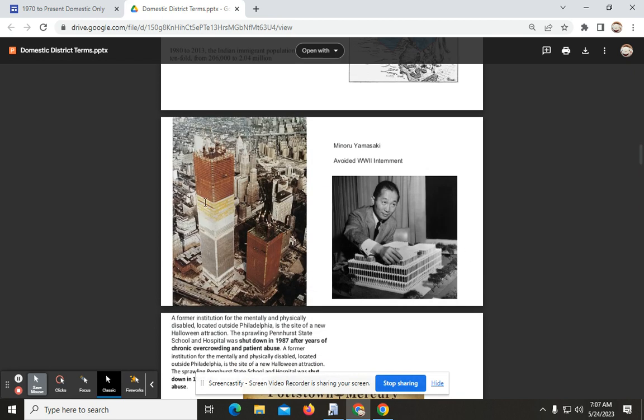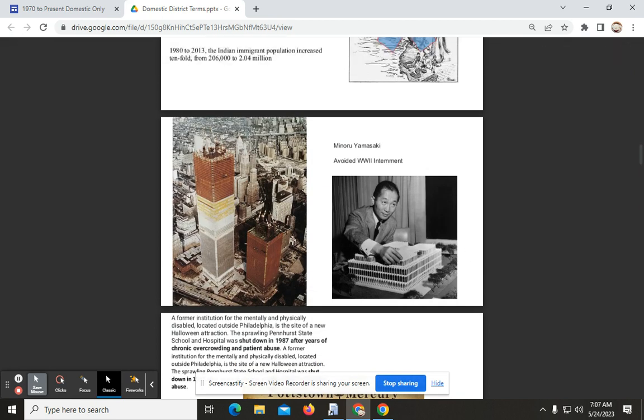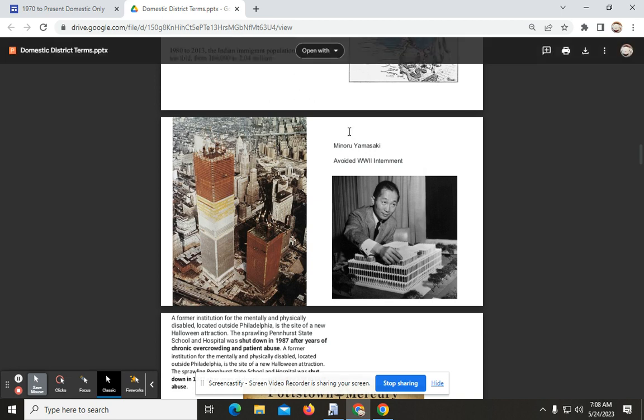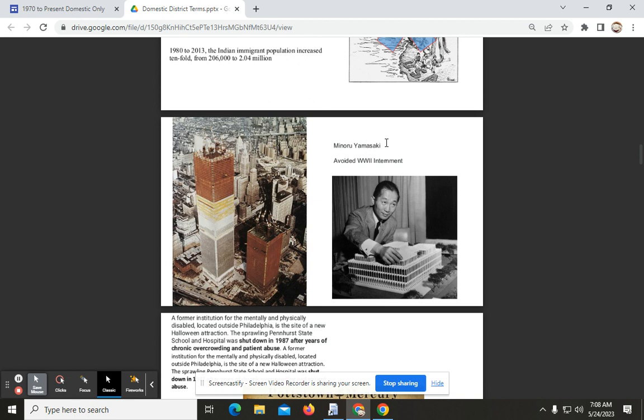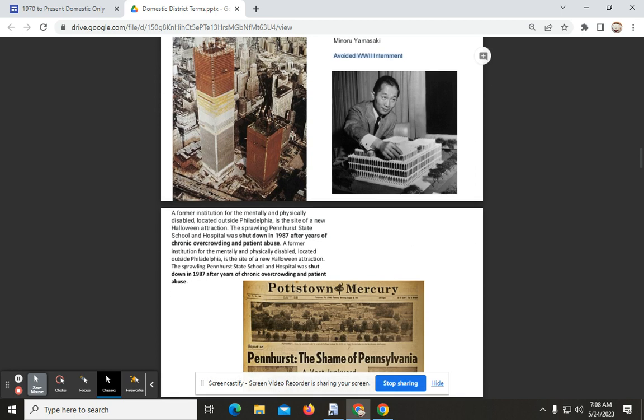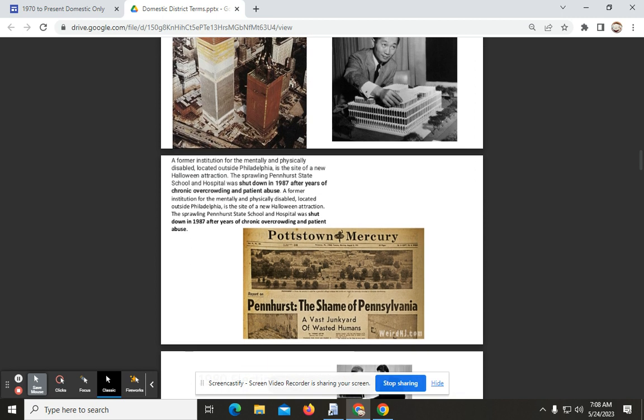The Trade Center was in development during the 1970s, would be completed in 1974. Here we see the completion. This is the North Tower, this is the South Tower, and the architect Minoru Yamasaki, who was around during World War II, as it says right here, avoided World War II internment camps. He was the architect selected for the unique design of the Trade Center.